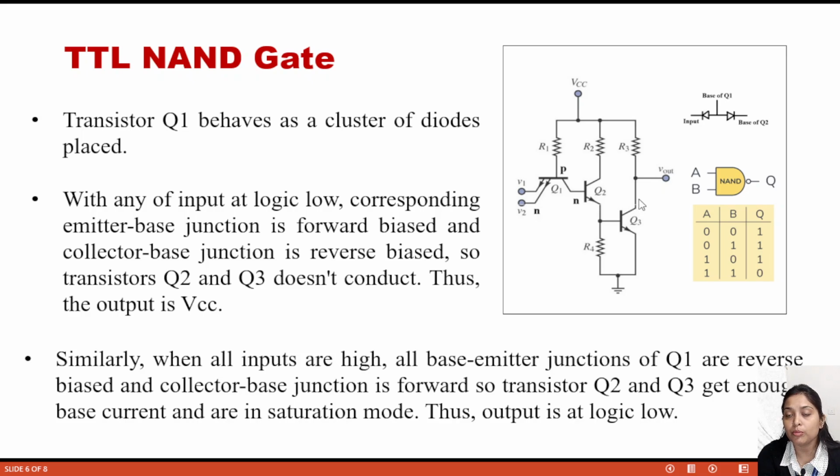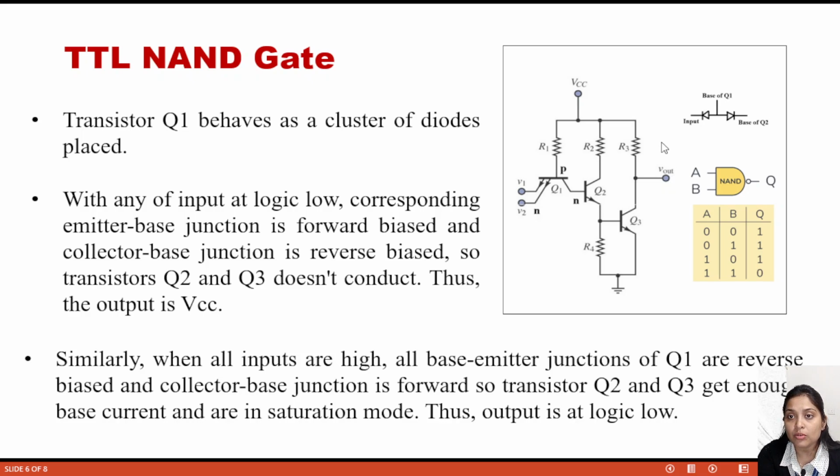So how does the output get high? Here Q2 is off and Q3 is off, but VCC is connected through R3, and we will get the output Vout. This VCC will come through this path, R3, and go to the output. So we will get a high output in that condition.